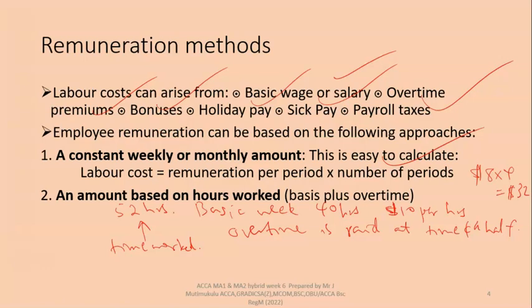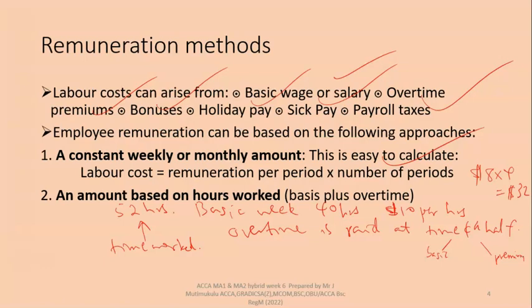Which means if you work for over 40 hours in a particular week, then the extra hours are considered overtime, and the overtime is paid at time and a half. This means that the time is the basic rate, the basic hours, and this half is the premium. That's the premium you're going to get.